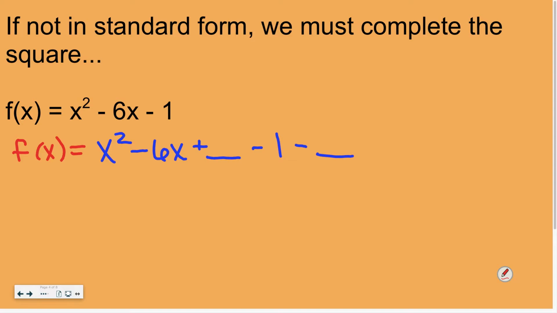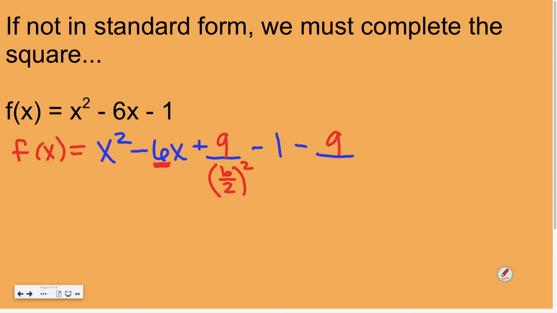Do you see this number right here? If we cut that in half, what would it be? 3. And if we square 3, what is it? So this number right here is always going to be (b/2) squared, where b, like we talked about, is the coefficient of x. So b is 6, cut in half is 3, squared is 9. So we are going to add and subtract 9, which means we're adding 0.